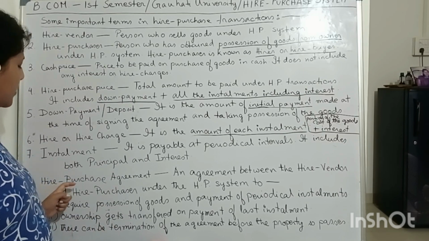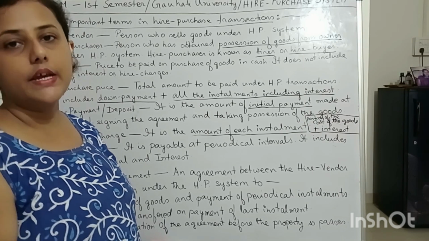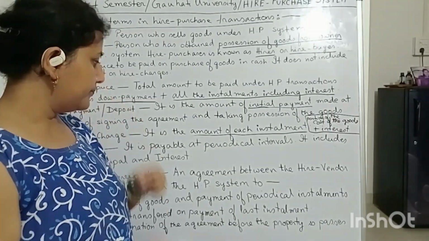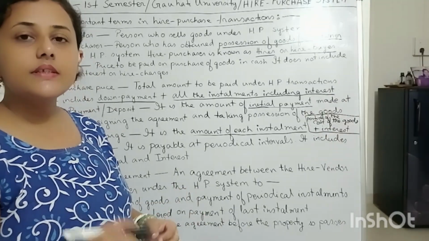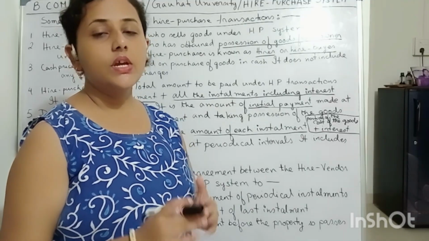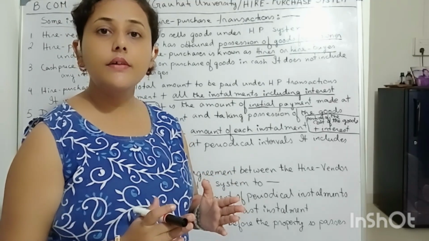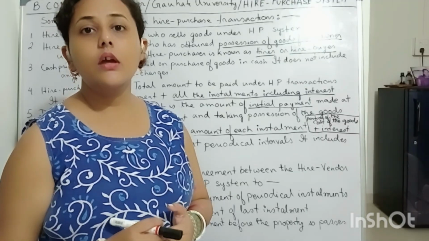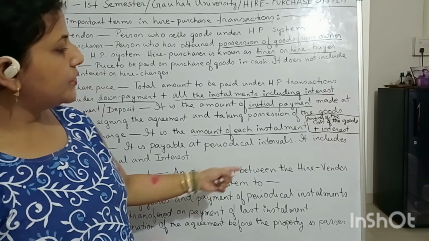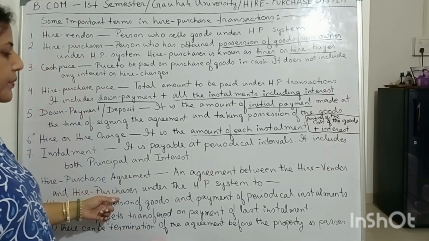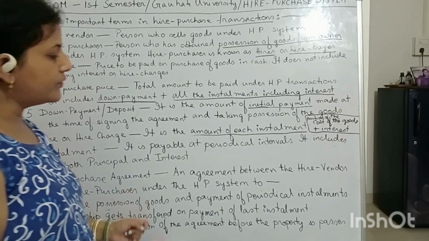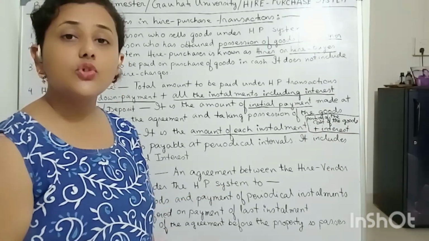Then the 8th point, you see what do you mean by hire purchase agreement. So what is a hire purchase agreement? It is an agreement which is prepared under the hire purchase system. It is an agreement between the hire buyer and the hire vendor under the hire purchase system. To what? To acquire possession of goods and payment of periodical installments.